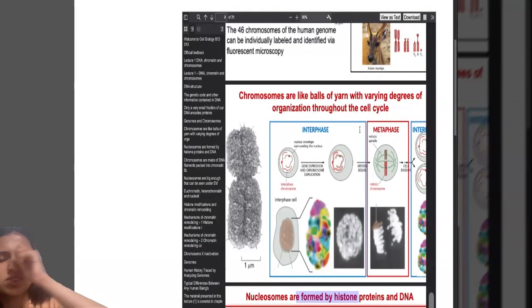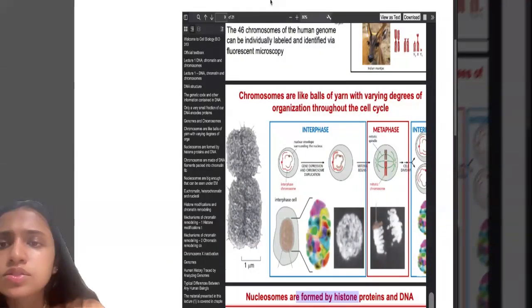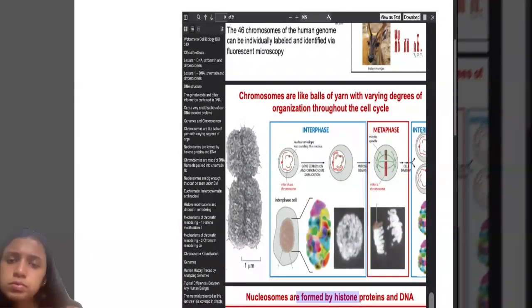Nucleosomes, one thing to remember is that, hold on, I'm just going to confirm, like the S phase is where the duplication happens, right? Sometimes you question the basics. Actually, I can just do it here. Yeah, so the S phase is where the duplication happens.